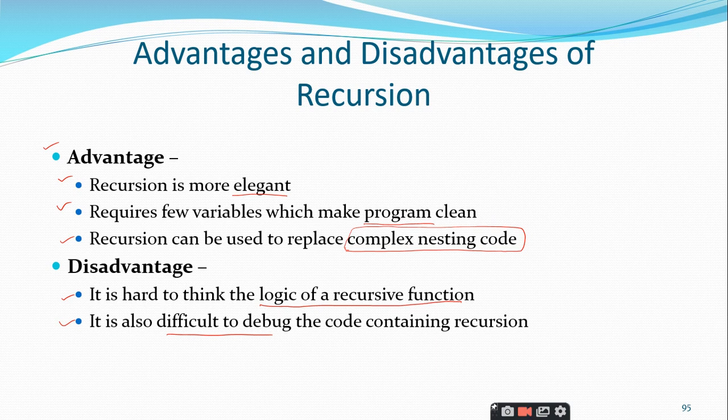And then we saw the components of recursion, where we have two components: one is the base case and another one is the recursive case. After that, we saw the various types of recursions like linear recursion, tail recursion, binary recursion, multiple recursion, and nested recursion. And we ended our discussion with the advantages and disadvantages of recursion.